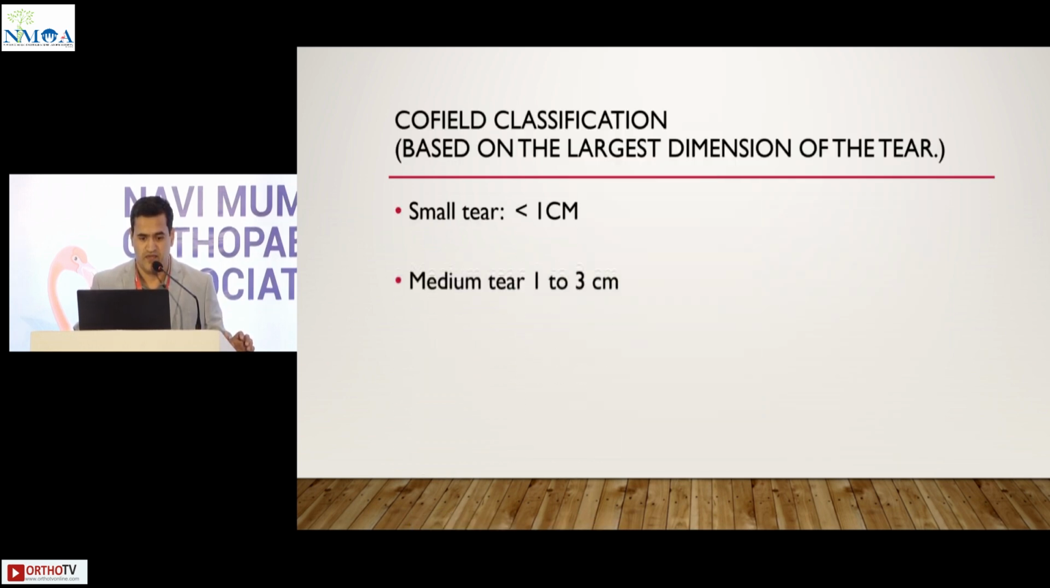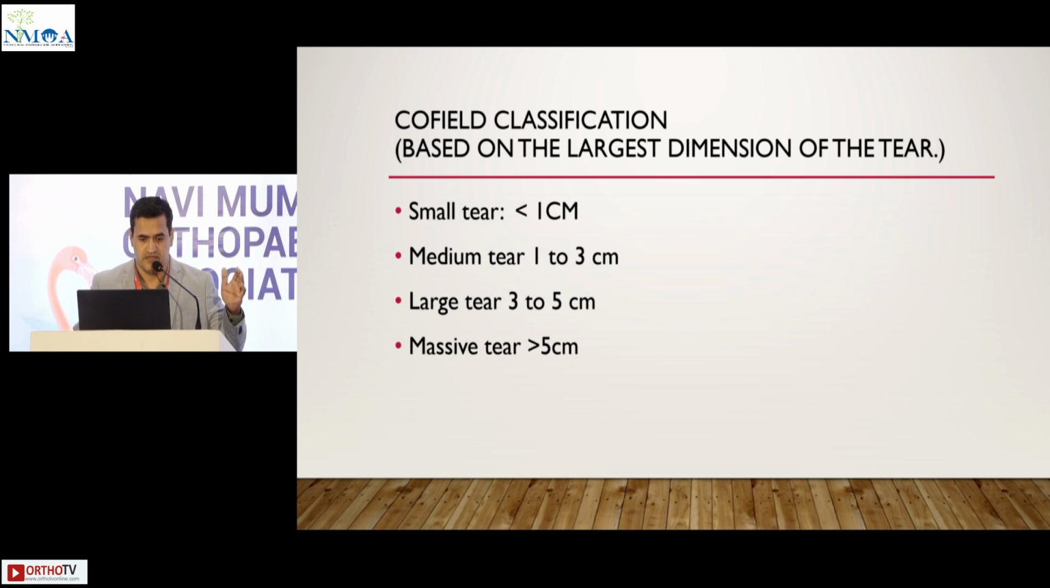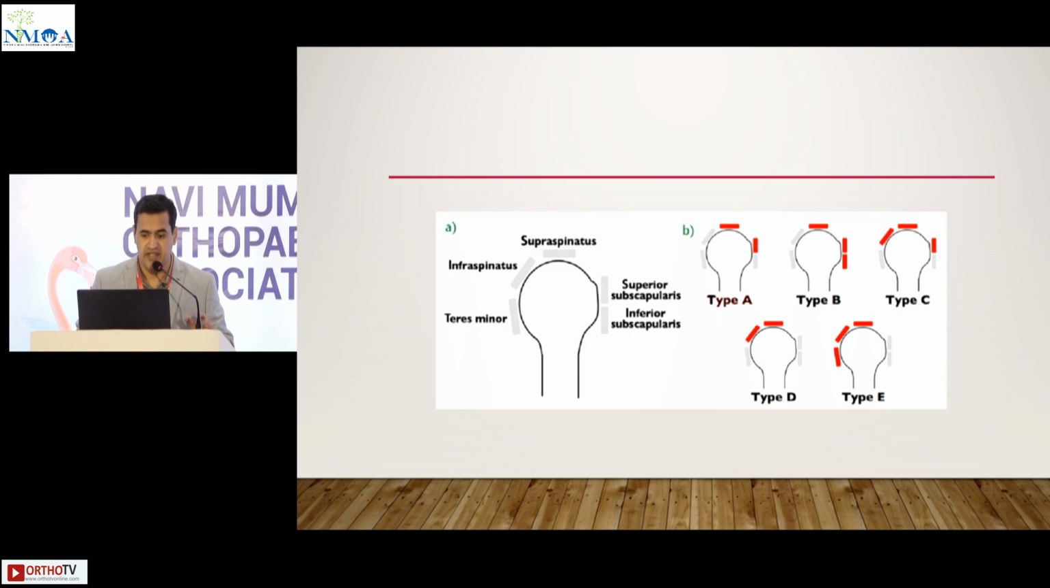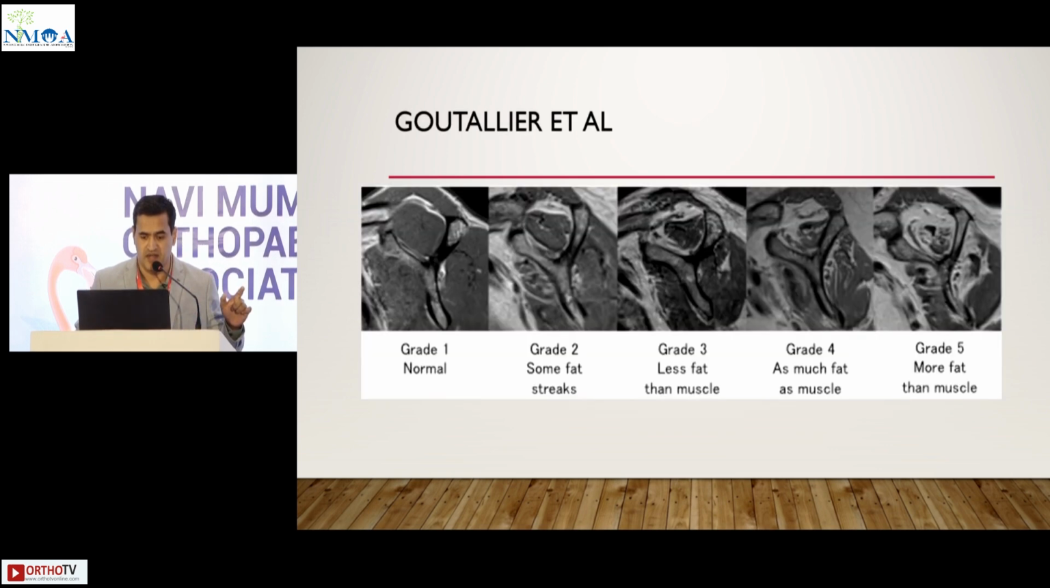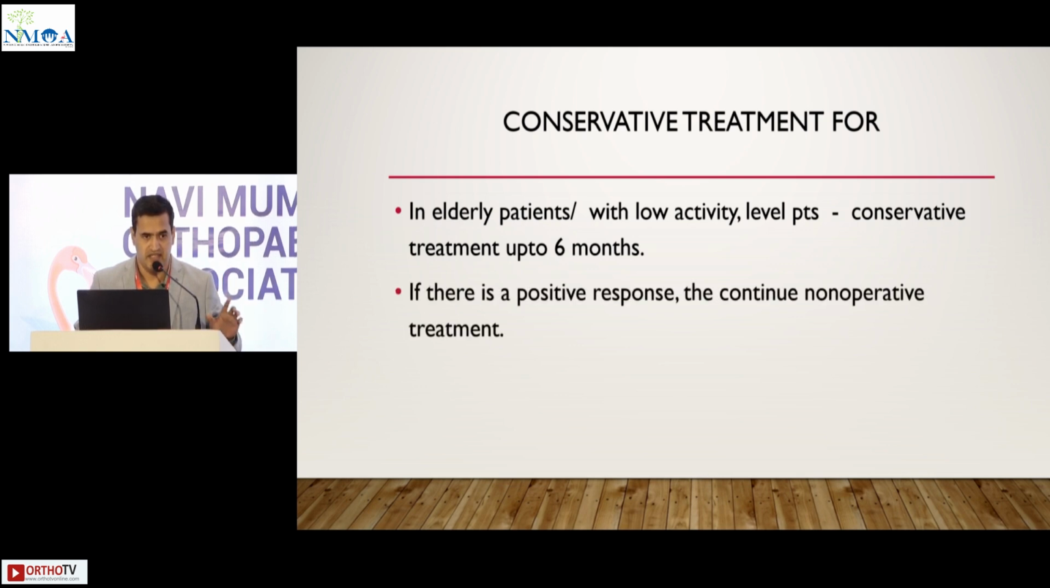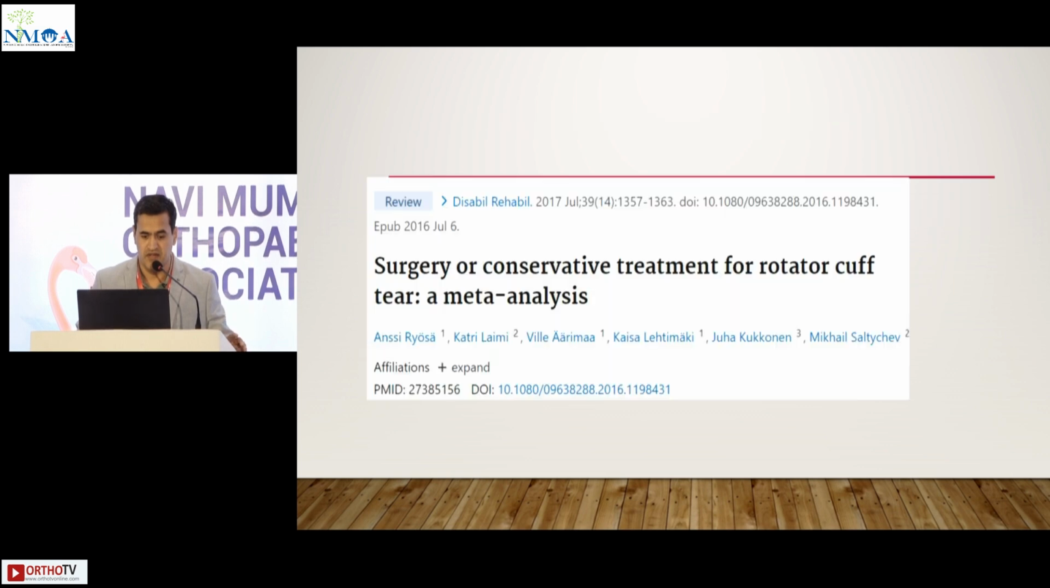I'll just move fast. So full thickness tears are classified depending upon the amount of retraction, the area of involvement, superior, posterior, or anterior, and the amount of fatty degeneration. These are the 3 factors where we can decide whether the patient should go ahead with conservative or operative treatment. All elderly patients with a full thickness tear need conservative treatment. There is a right that they should undergo conservative treatment.